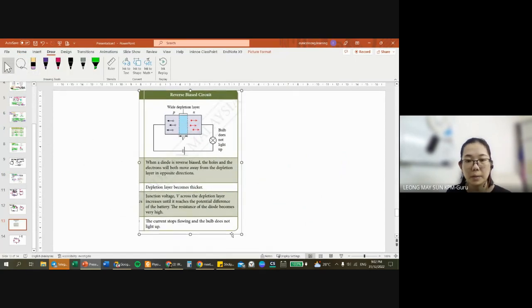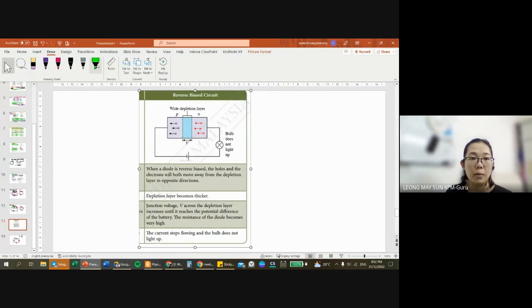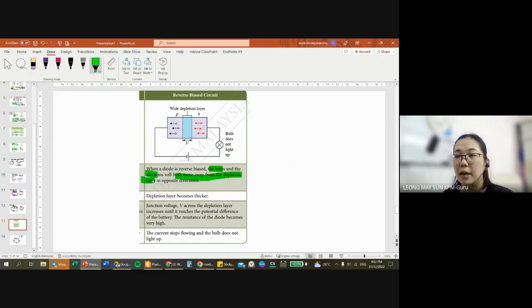In your textbook, it says that when a diode is in reverse bias, the holes and the electrons will both move away from the depletion layer. Remember just now when I was talking about the junction, I said that the electrons need to jump over that depletion layer, right? The electrons need to jump over the junction. If they don't jump over the junction, the depletion layer will occur.